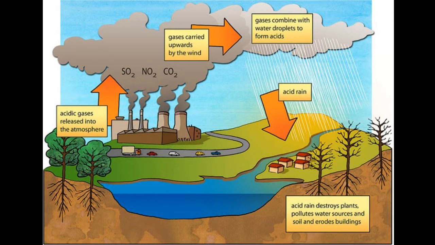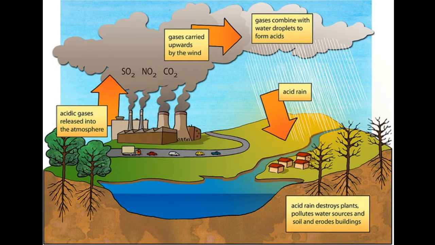And our first topic, we're going to be talking about acid rain, because that's something we're talking about. We're talking about stuff in the world that's causing pollution, and acid rain is caused by pollution. So for acid rain to occur, refineries or other places that release a lot of SO2, NO2, or CO2 gases, they end up getting carried up by wind and they combine with water droplets to form these acid rain droplets.